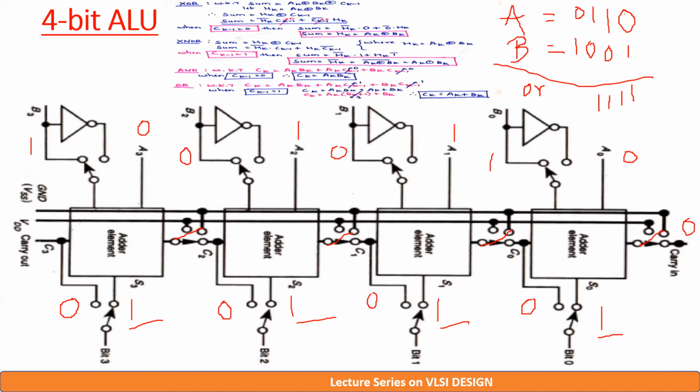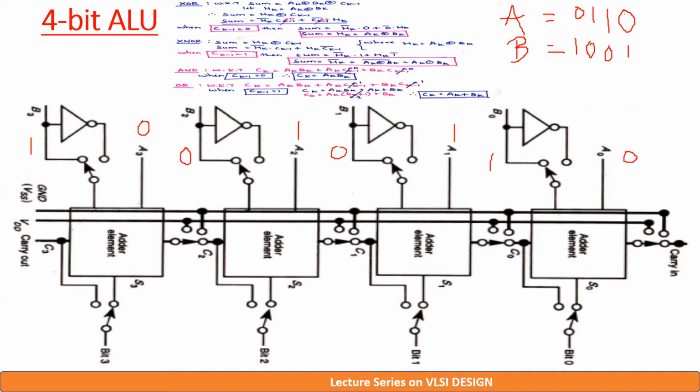So now let us consider XNOR. So if we perform XNOR of A and B, 0 1 XNOR is 0, 1 0 XNOR 0, 1 0 XNOR 0, 0 1 XNOR is 0. So for XNOR, carry input should be set to 1. So now carry input is connected to VDD line.